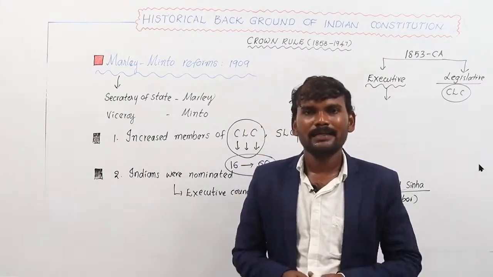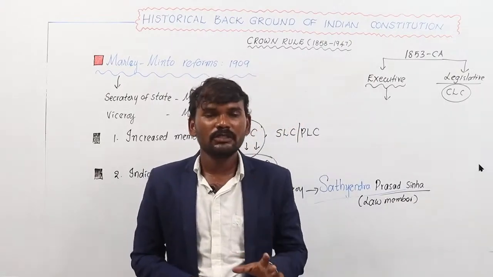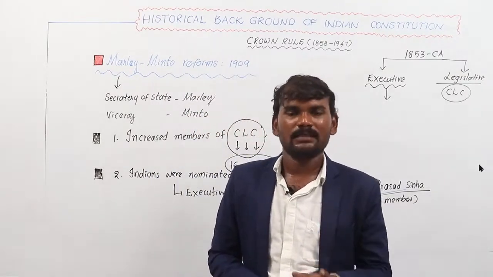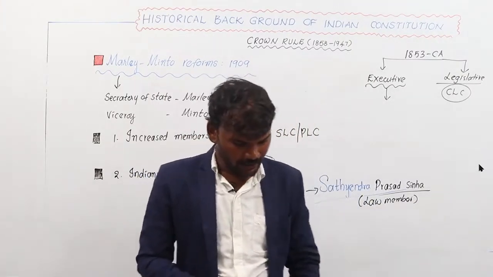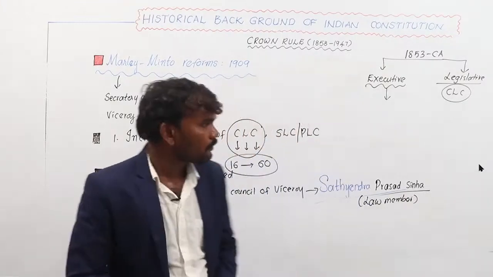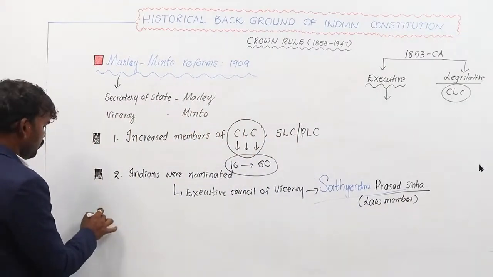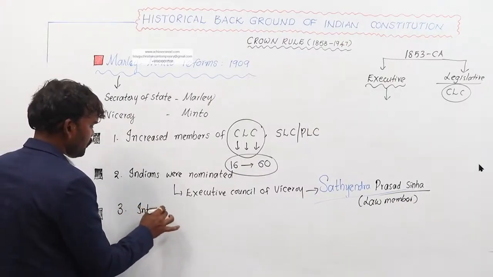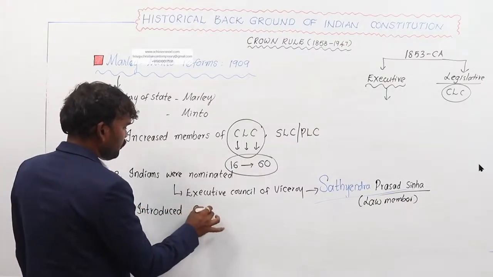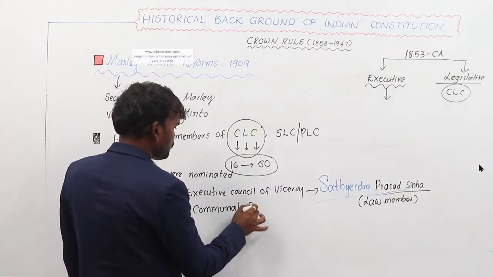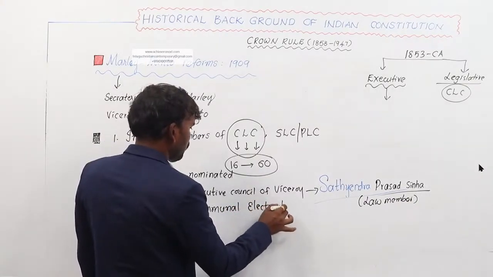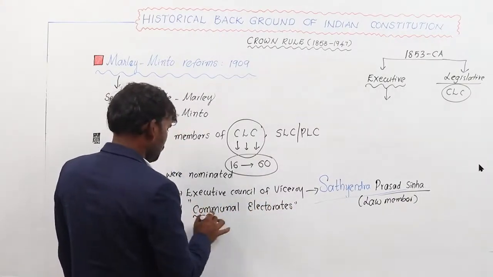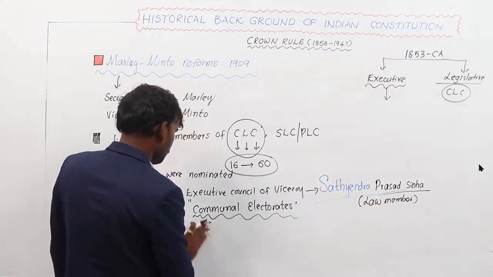And one of the most important things of this act is it introduced communal electorates or the communal representation system in India. This is very, very important. The third and most important point is it introduced communal electorates. Communal electorates means communal representation.